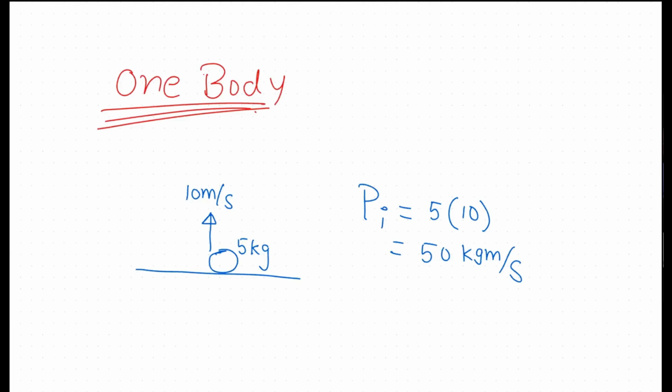So what happens to 10 meter per second? Deceleration, if you use a sophisticated word, means what? It decreases, correct or not? 10 will become 9, 9 will become 8, 8 will become 7. Like that, at the highest point, what happens? Velocity becomes zero, correct or not?